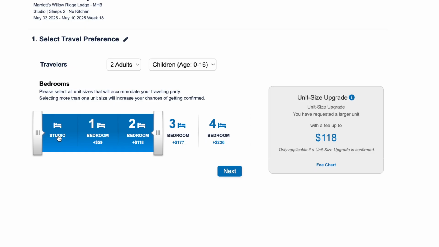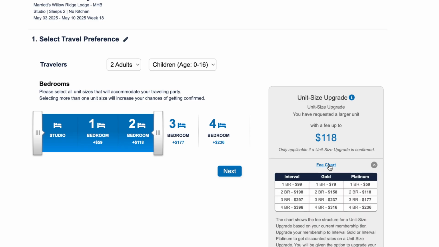But because I deposited a studio, if I exchange for a studio, there are no additional fees. However, if I want a 1-bedroom, there's an additional fee. And if I want a 2-bedroom, there's an additional fee. Now, where can you get the fees? Right here on this fee chart. Okay, you're going to see that my exchange into a 1-bedroom is $59. And that's because I've upgraded my Interval account into a platinum account. Okay, it saves me money when I want to upgrade to larger bedrooms.